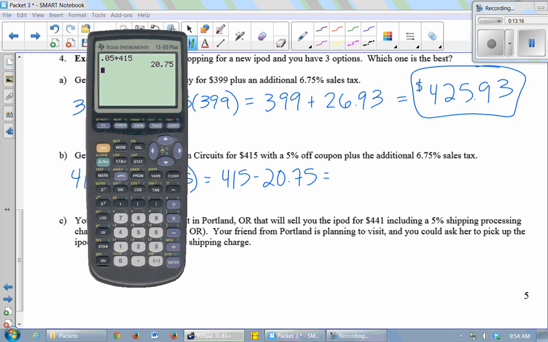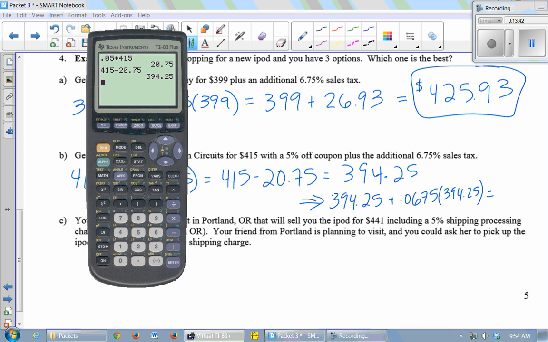I do have to do the sales tax. Yeah, I'll do that in a second. So the sale price is $394.25. And then I have to add the sales tax. So I have $394.25 plus 0.0675 of that price. So take times 0.0675. So my sales tax is going to be $26.61. Add that to $394.25, and you get $420.86.